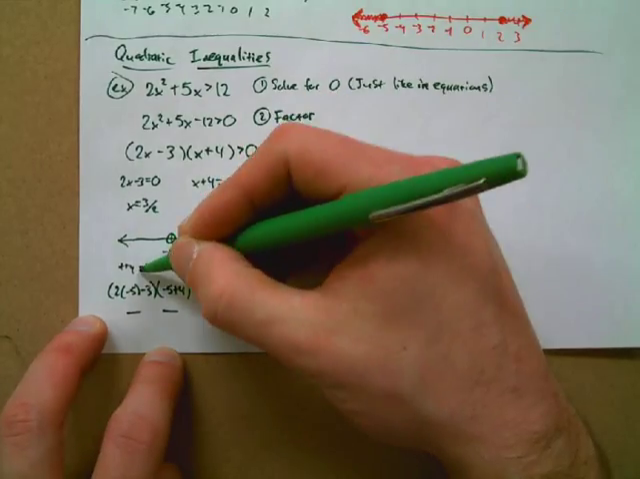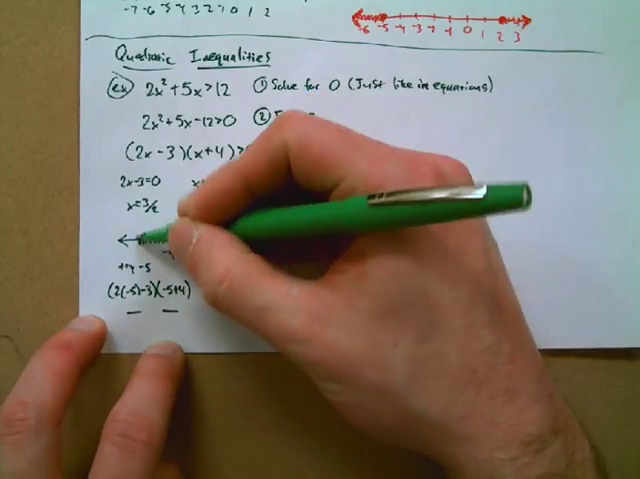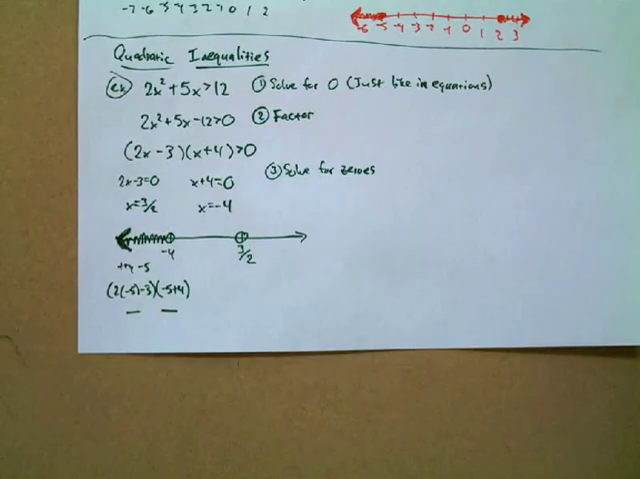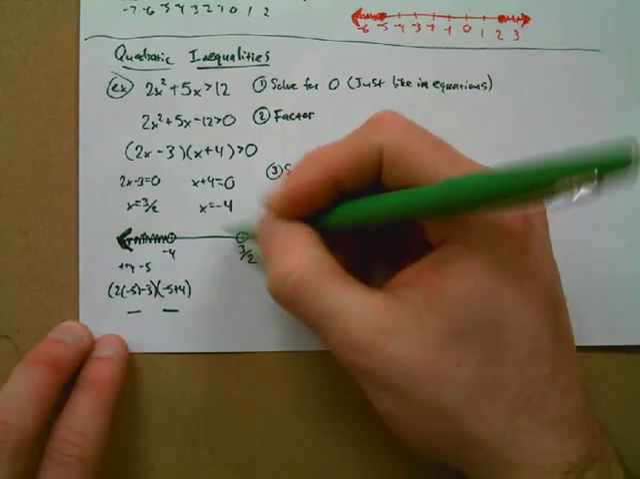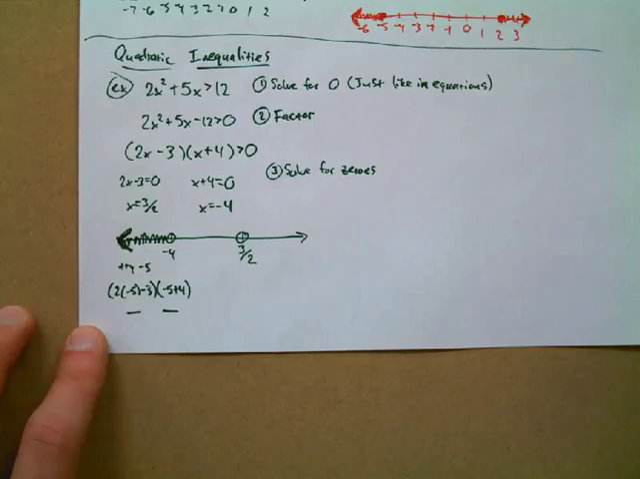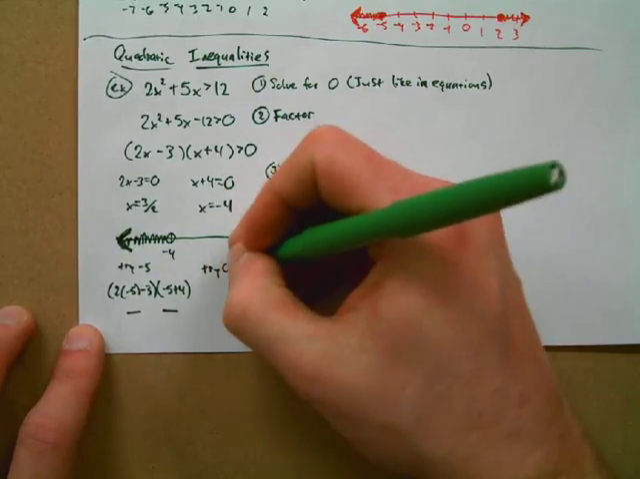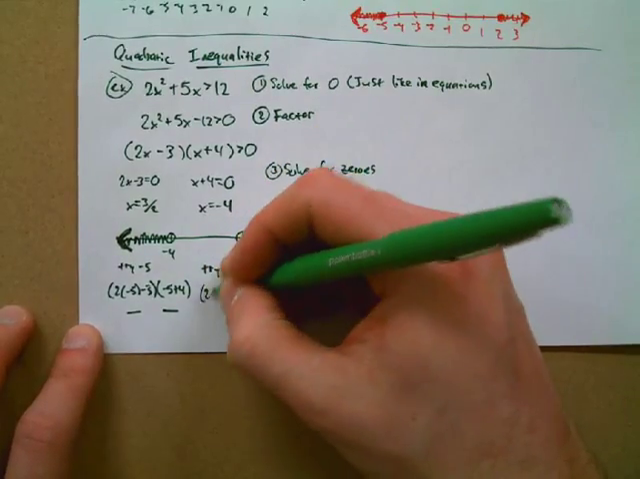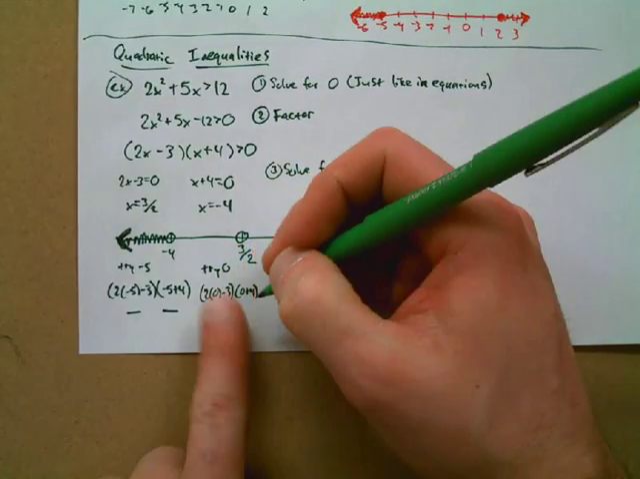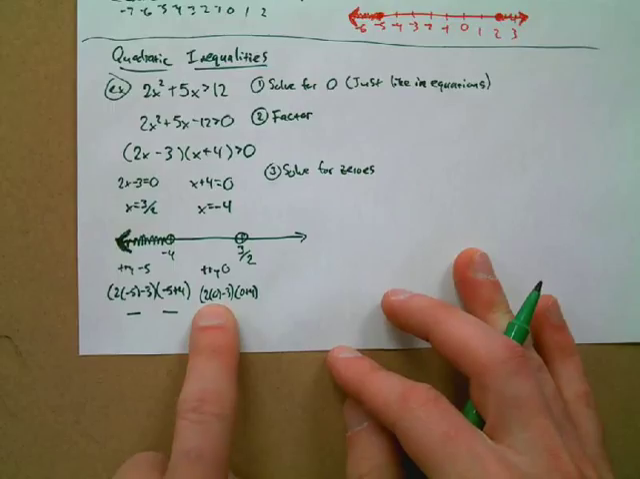Now, let's try another interval here. Let's try this interval right here, right? What's a good number to pick in this interval? Yeah, 0. Good. So we'll try 0. Okay, again, we'll plug that 0 in. So it's 2 times 0 minus 3, 0 plus 4. So here it's going to be 0 minus 3, right? 2 times 0 is 0. Minus 3 is a negative number. 0 plus 4 is a positive number. Negative times a positive is negative. So that won't work, right? Because we want this thing to be greater than 0. So negative is no good.